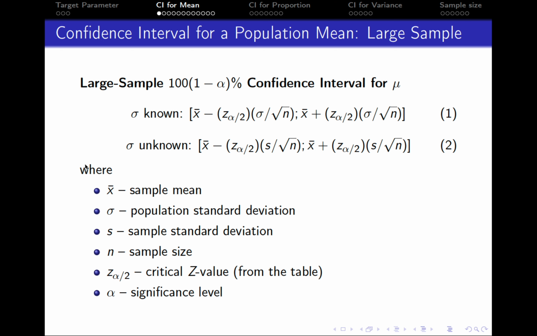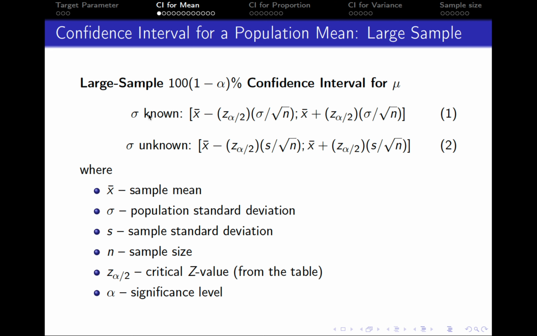So let's have a look at the first type of confidence interval, which is a confidence interval for a population mean given it's a large sample. To construct a large sample confidence interval for the population mean, we have two possibilities: when the population standard deviation is known and when the population standard deviation is unknown.